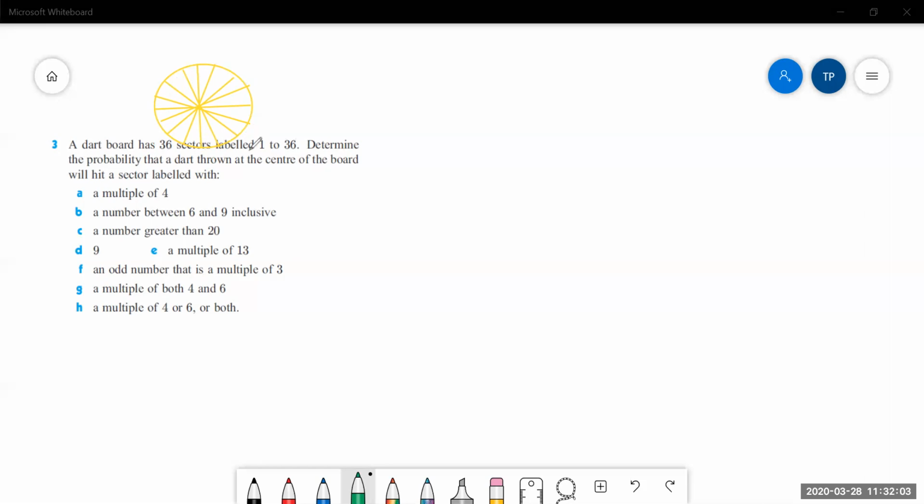Determine the probability that a dart thrown at the center of the board will hit a sector labeled with a multiple of 4. So this is when we need to understand what the multiples of 4 are. Okay, so multiples of 4 equals what? Can you write it down for me?